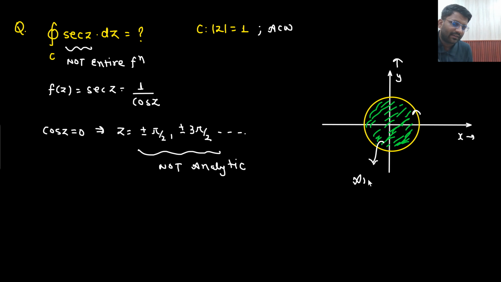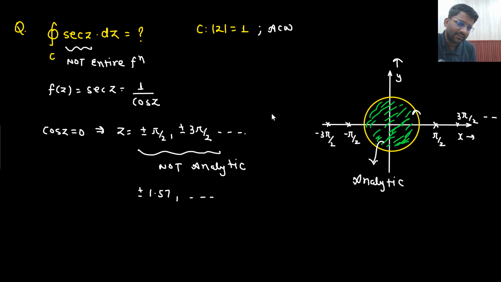So is it analytic here? Can you let me know the points where it is not analytic? The points where it is not analytic are plus minus pi by 2, meaning 1.57, and multiples like 3 times that. Those points will be lying here. Pi by 2 would be lying here, minus pi by 2 here, 3 pi by 2 here, minus 3 pi by 2 here, and all other points. But inside this domain, it is completely analytic.